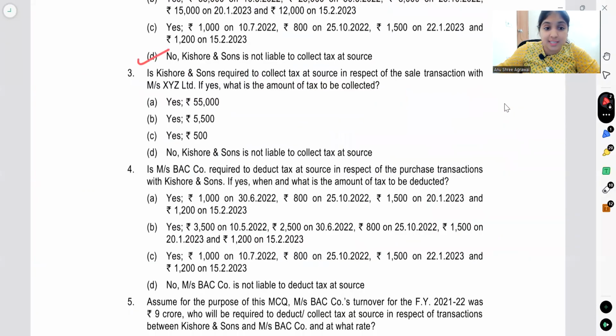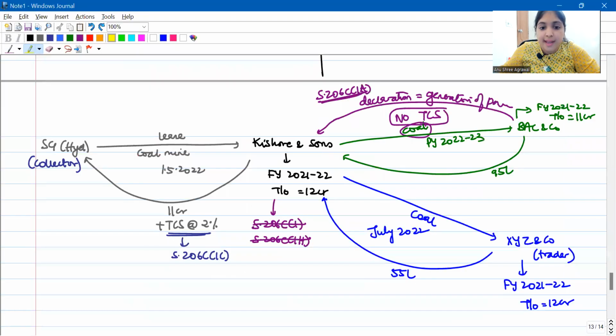Okay, then coming to the next point, is Kishore and Sons required to collect tax at source? Again, about TCS they are asking us in respect of the sale transaction with XYZ and Limited. So this question is about Kishore and Sons and XYZ and Limited. Here is TCS required or not? Listen, TCS is always from whose perspective, guys? From the seller's perspective. So in this transaction, Kishore and Sons has sold coal to XYZ and Co. So you're going to think about the seller.